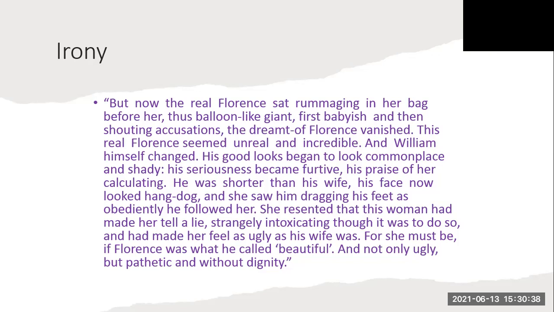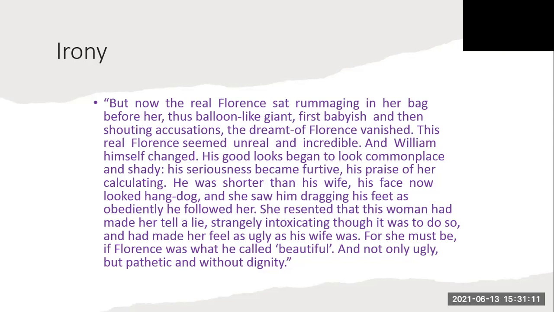For here means because Bernice must be. If Florence was what he called beautiful, then Bernice is ugly. And not only ugly, but pathetic. Bernice, this is how she feels, pathetic, بائسة, and without dignity وبدون كرامة. All this happened in Bernice's mind. This is her moment of disillusionment.